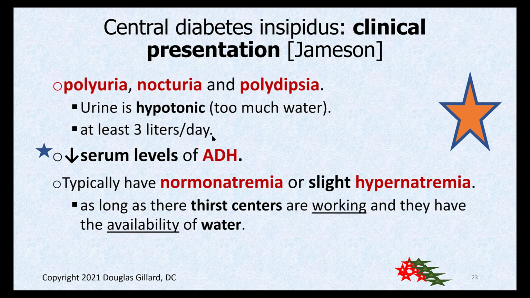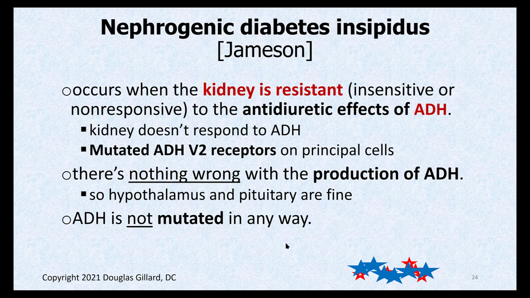When you take their blood serum levels of ADH, they're going to be low. That's an important clue. That's going to differentiate it from the next type we're going to talk about. Again, they typically have normal natremia or very slightly elevated blood sodium levels, or slight hypernatremia. And that's true as long as the thirst centers are properly working and they have access to water.